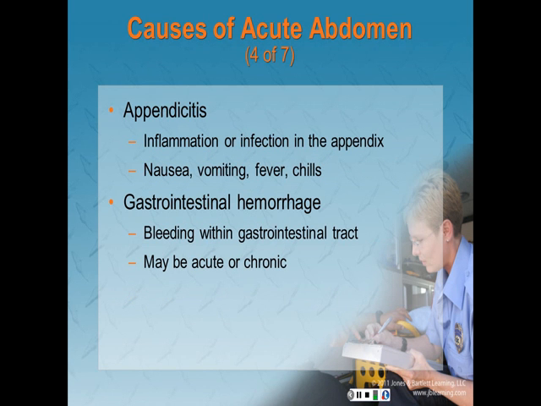Appendicitis is an inflammation or infection in the appendix. It can cause the tissues to die, causing an abscess, peritonitis, or shock. The pain starts out more generalized and dull, but it later localizes to the right lower quadrant. Your patient may complain of nausea and vomiting, anorexia, fever, chills, and rebound tenderness.